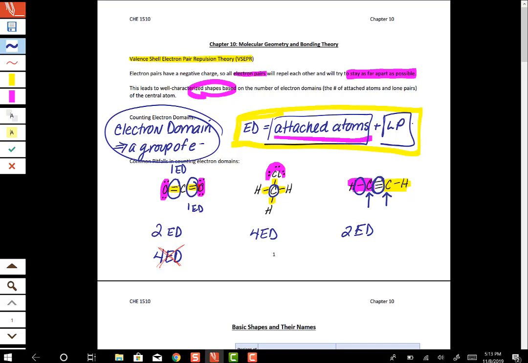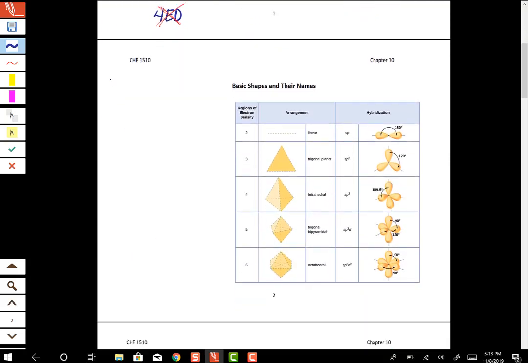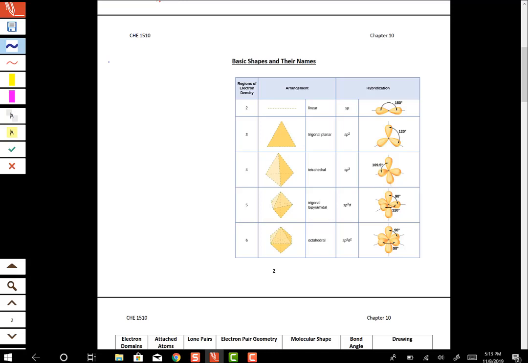Now that we've figured out how to count electron domains, let's start looking at the shapes that we're going to see. Over here, I have a table, and right now we're only going to focus in on parts of this table. Part of it, you're not going to know what it is. You're not going to know what hybridization is, or what this sp, sp2, and so on is, and that's fine. It'll become clear at the end of the chapter. What I want to focus on is this regions of electron density, and the regions of electron density is the same thing as electron domains.